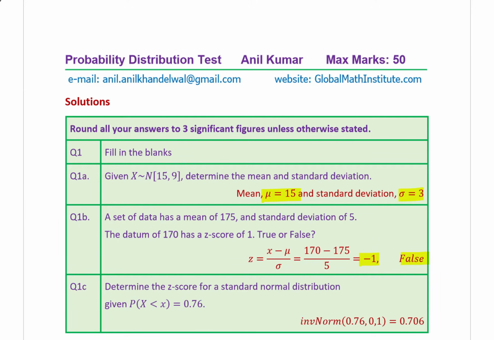1c. Determine the z-score for a standard normal distribution given that the probability of x less than the z-score is 0.76. So you can use the graphing calculator, the function inv norm, the inverse normal, with 0.76 as the parameter, and you'll get the answer as 0.706.